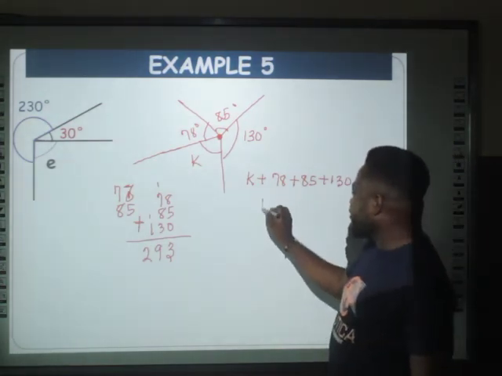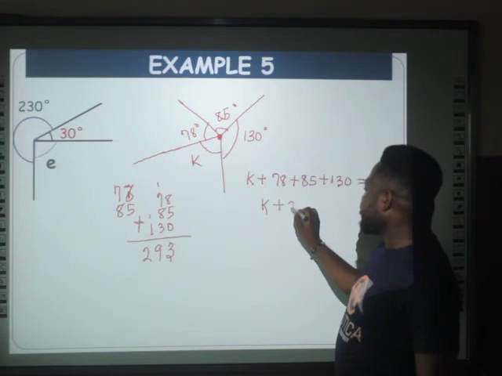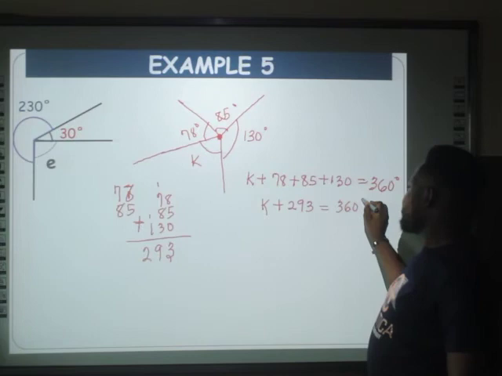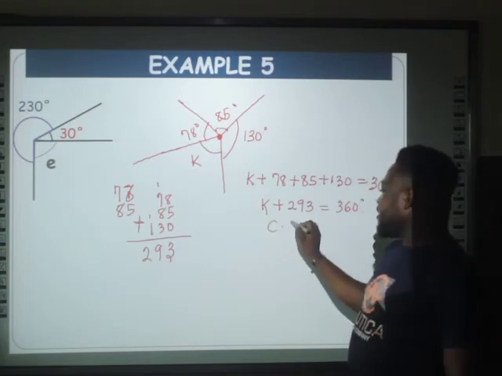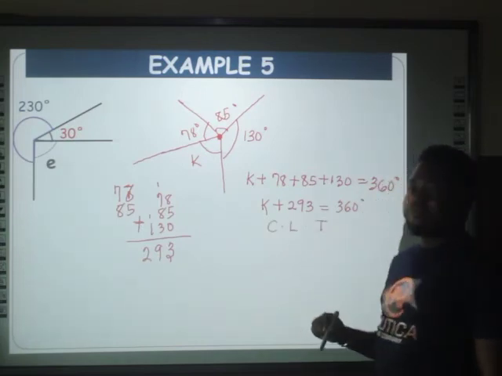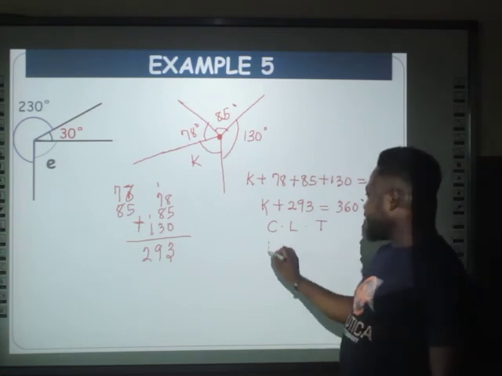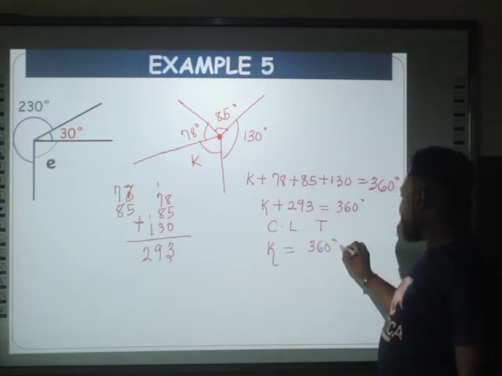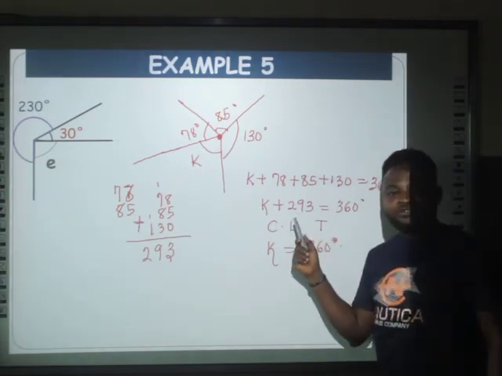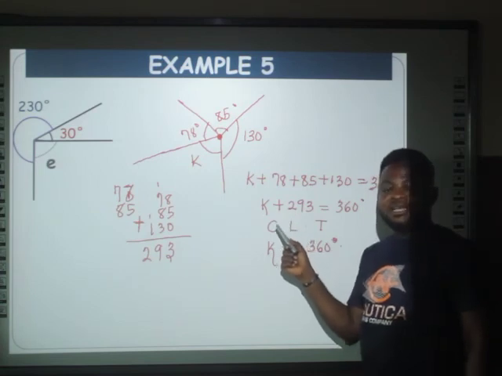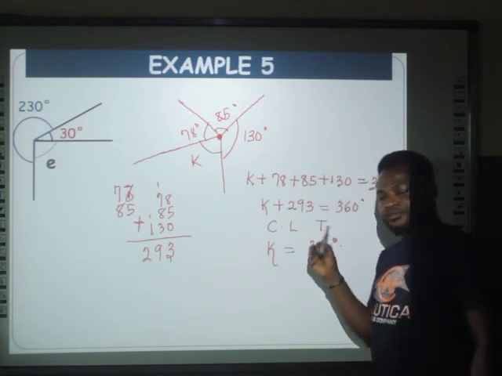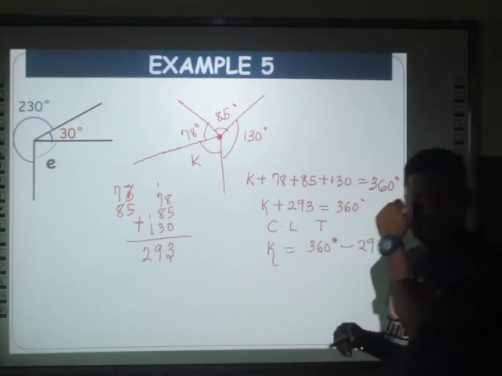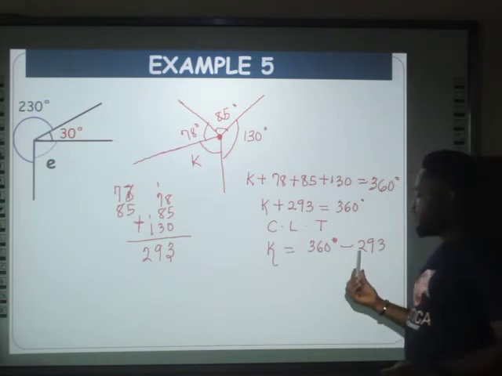So that means we drop down K plus 293. Everything will be equal to 360 degrees. So you now see collect like terms, right? By the time you collect like terms, our K will give us 360 degrees. Of course, you have plus 293 at the left hand side. By the time it gets to the right hand side, it comes to minus. So this will give you minus 293. Okay? Now let's carry out this subtraction.